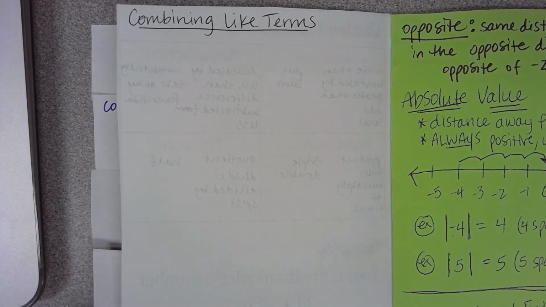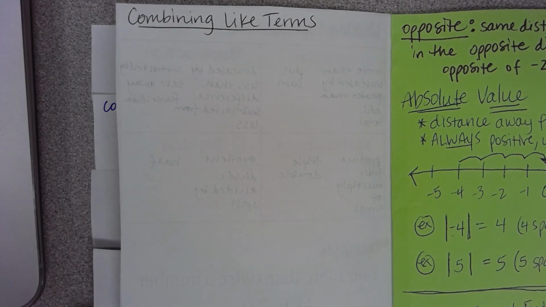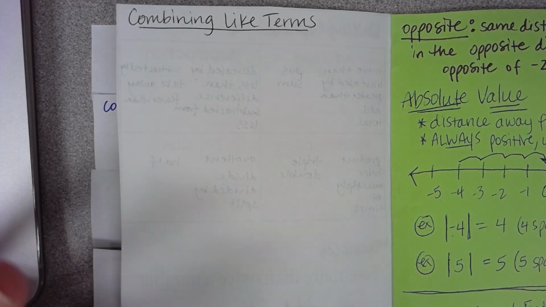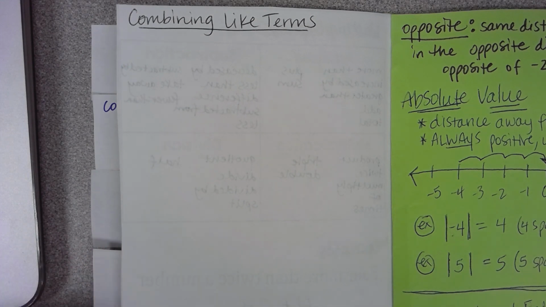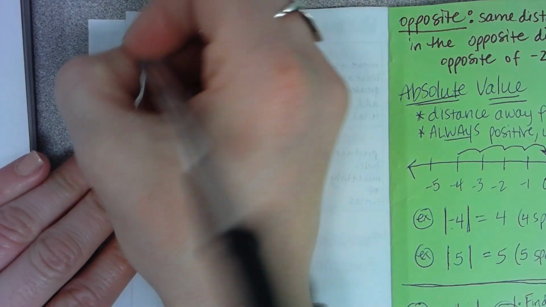So when we combine like terms, we're usually given some things or some terms in a problem that are not the same. And we want to kind of simplify it in a way to join all the like things together so that solving is a lot easier than having them all over the place. So let's start with this example here.